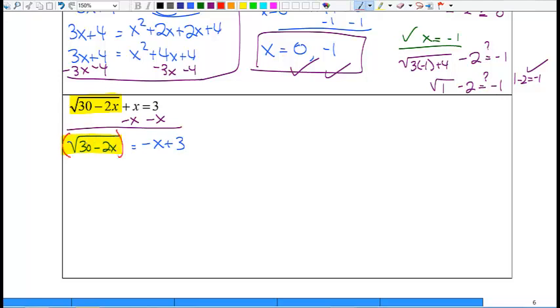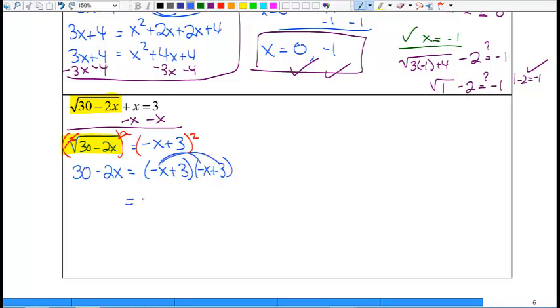Next, I'd like to raise both sides to the index, and the index is 2, so I'm going to raise both sides to the 2. The square and the square root undo each other, so I have 30 minus 2x is equal to negative x plus 3 squared. Because it's a binomial, I can't just distribute that in my head. That's not going to work. I'm going to miss a middle term. So be sure to write those out and distribute.